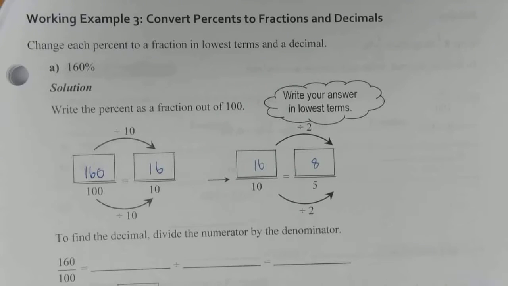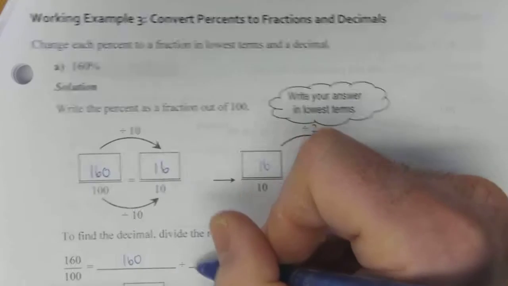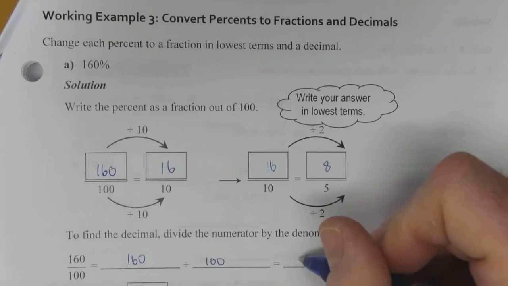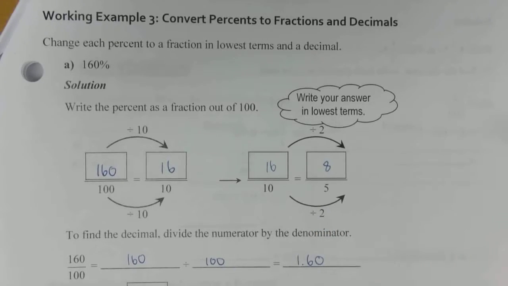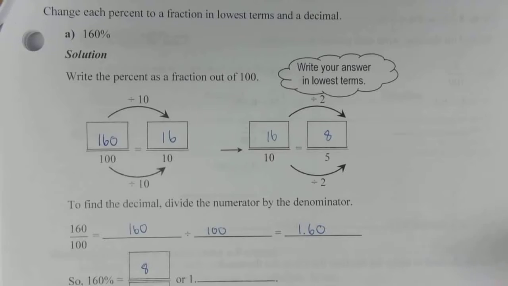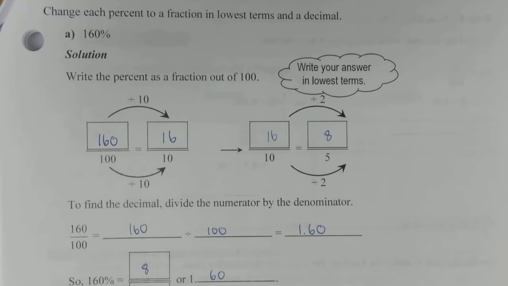Now we can take 160 and divide it by 100. To do that, all we're doing is moving the decimal over 2 places to the left, giving us a decimal of 1.60. So 160% then is equal to 8/5, but it's also equal to 1.60. Now you don't have to have the 0 there, but you can. So that is how you can do that.